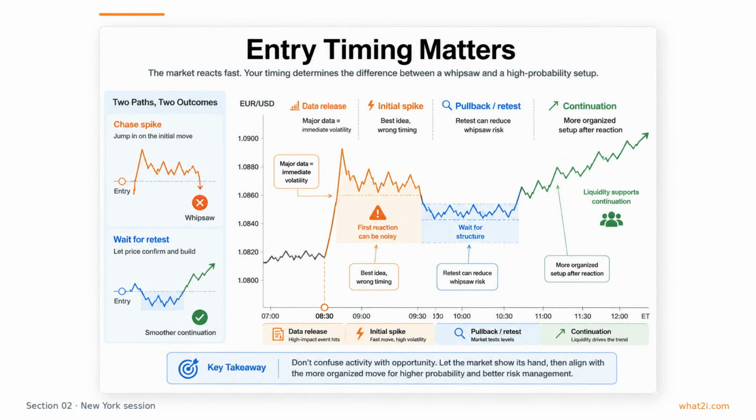The deeper lesson from that example is that entry timing can matter as much as market direction. Major data can create immediate volatility, but the first reaction is often messy and emotionally difficult to chase. Traders who jump into the initial spike may face slippage, poor fills, or a fast pullback against them. Waiting for a retest or a more structured pause can reduce that whipsaw risk.